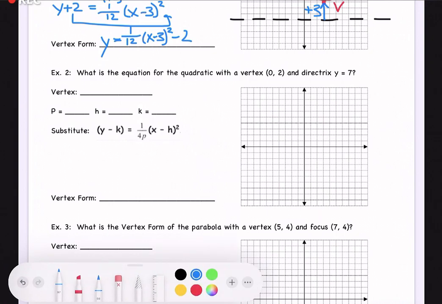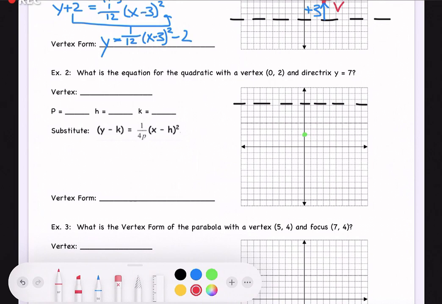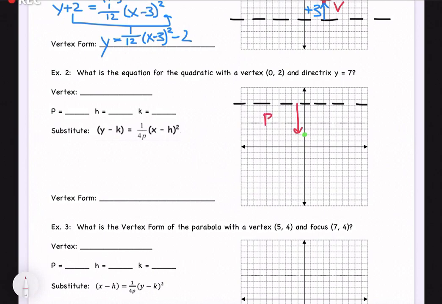All right, number 2. What is the equation for a quadratic with a vertex of 0, 2 and a directrix of y equals 7 up here? So we know our vertex. The vertex, if you remember, is halfway between the directrix and the focus. So that means we're moving down. P is down 5, and so we have to go down 5 more to find our focus. Here's our vertex, and then our parabola opens around our focus.